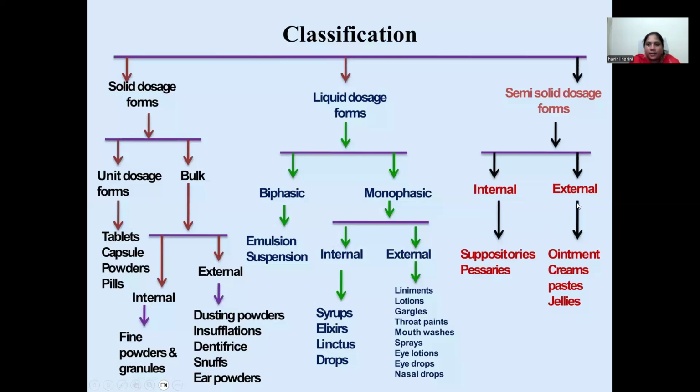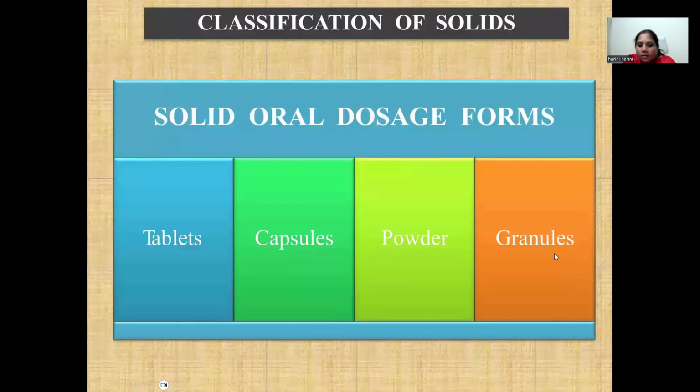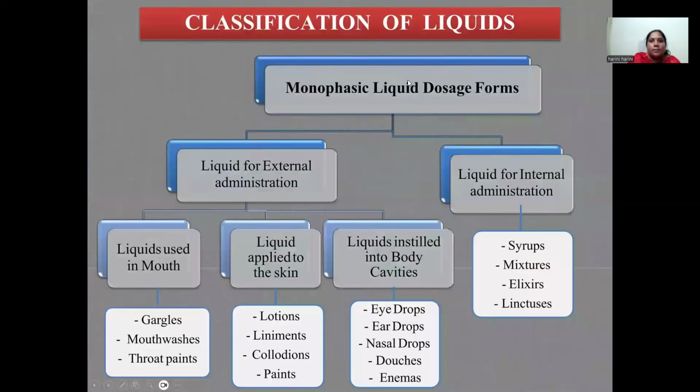They'll be dissolved and the medicament will reach the systemic circulation or blood. And external ones are applied on the surface of the skin, like ointments, creams, pastes, and gels. Again, solid oral dosage forms and monophasic liquid dosage forms. As I've said, these are liquids which are administered externally, and liquids which are used for internal administration. Liquids used in the mouth are gargles, mouthwashes, and throat paints.